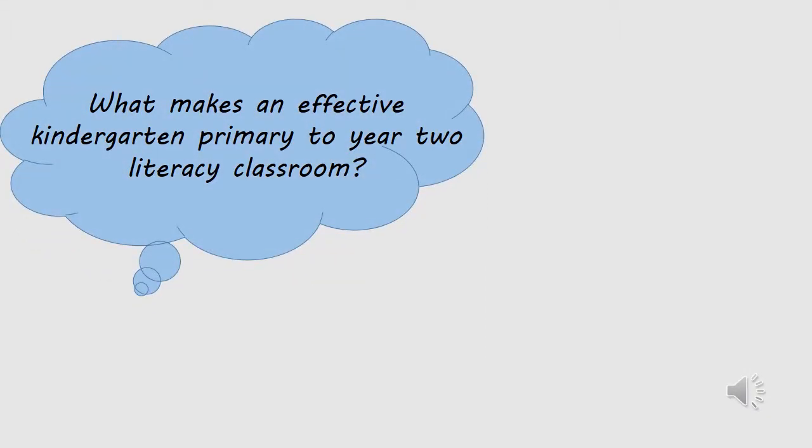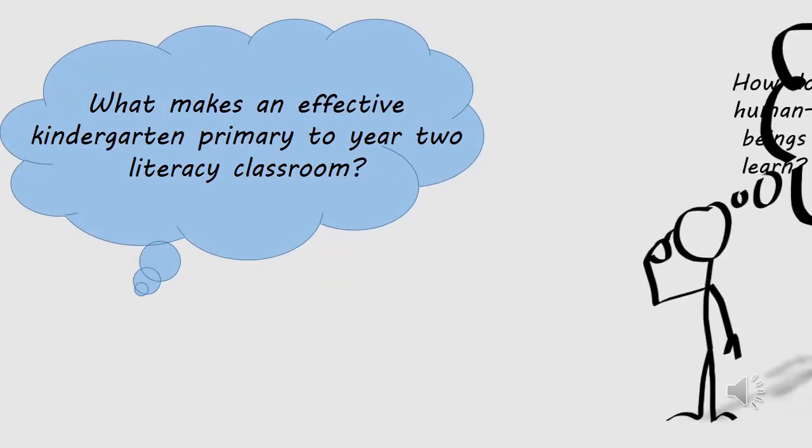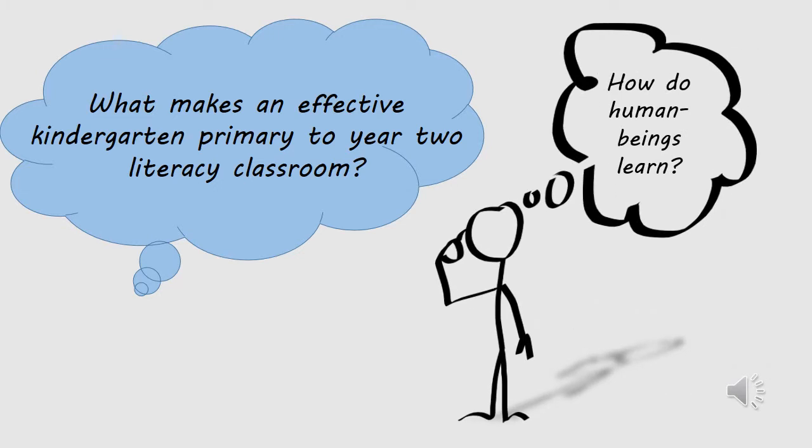What makes an effective kindergarten primary to Year 2 literacy classroom? To consider this question, we need to understand how we as human beings learn. Over the past century, there has been a large focus on the learning theories of behaviourist development compared to cognitive development.